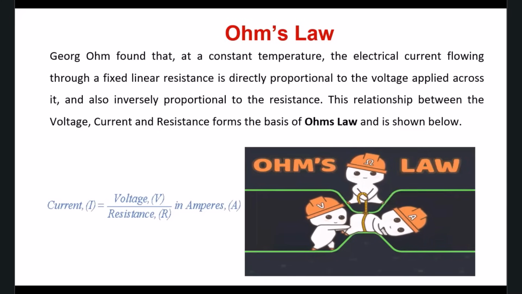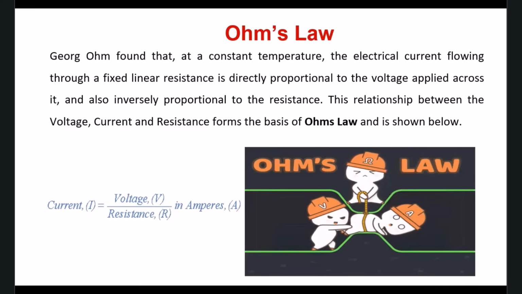So from the definition, we can conclude that the current which is flowing in the circuit is directly proportional to the voltage and inversely proportional to the resistance. So the current I is equal to the voltage V upon the resistance R. The current is measured in amperes. You can see the animated diagram and it explains Ohm's law very well.